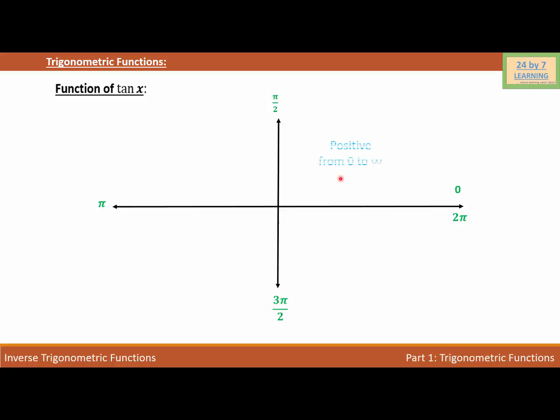The value of tangent is positive in the first quadrant, and the value varies from 0 to infinity. The value of tangent is negative in the second quadrant, and the value varies from infinity to 0. The value of tangent is positive in the third quadrant, and the value varies from 0 to negative infinity. And the value of tangent is negative in the fourth quadrant, and the value varies from negative infinity to 0.